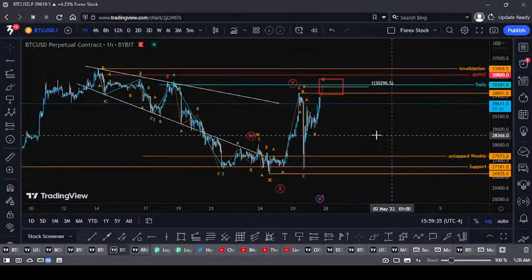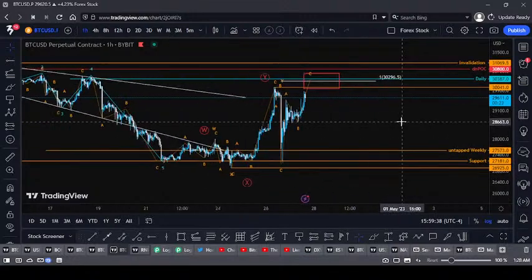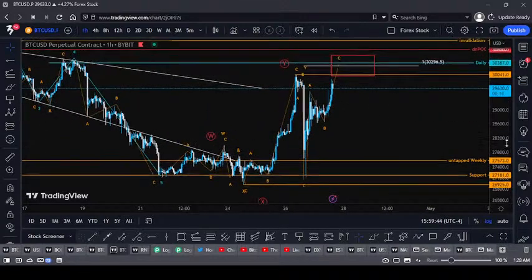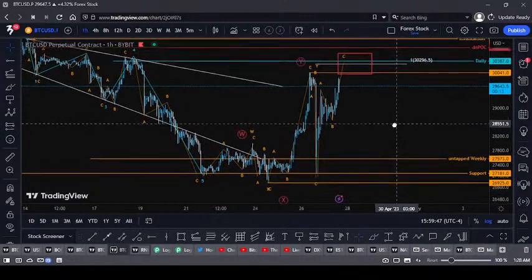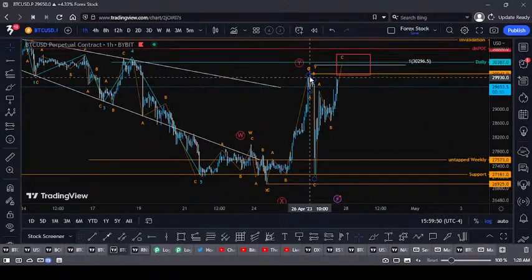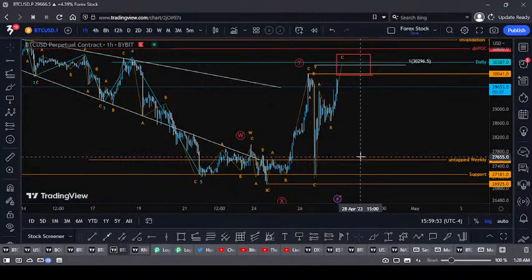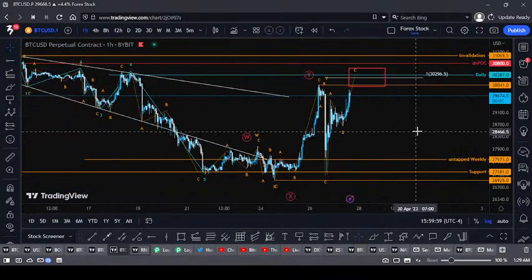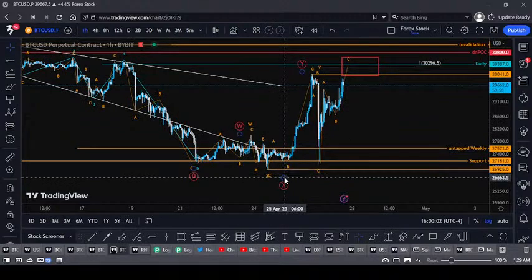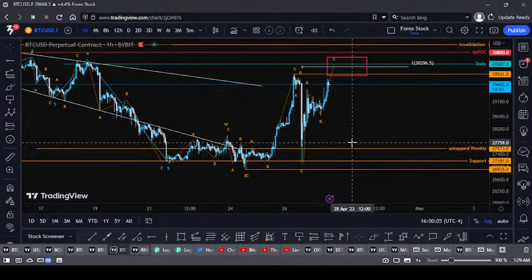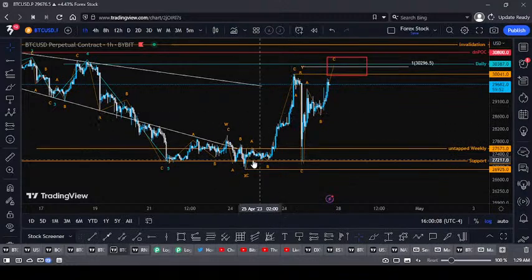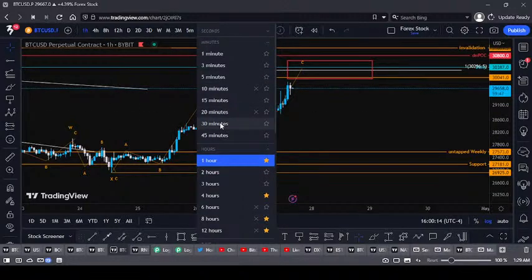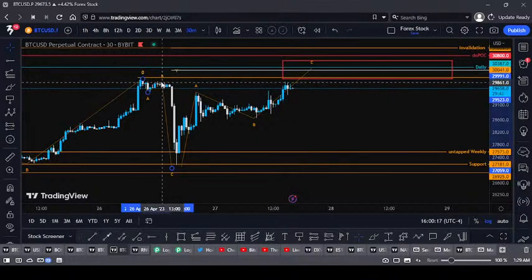And now what I'm looking at here is the double corrective move. WXY is always a double correction, and it's kind of a complex wave. So right now it makes sense that we count it as a WXY. For example, WXY, ABC, ABC, ABC. Yeah, a three wave structure. You can see all of them are three wave structures. This is also a three wave structure.